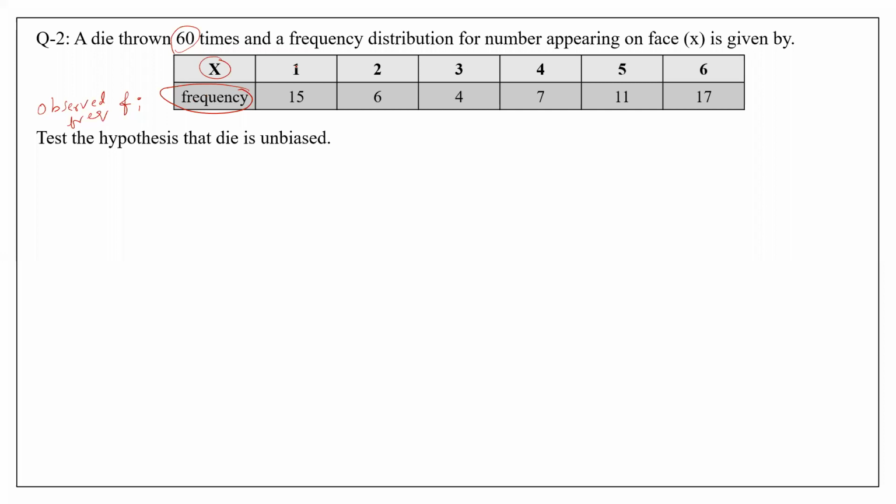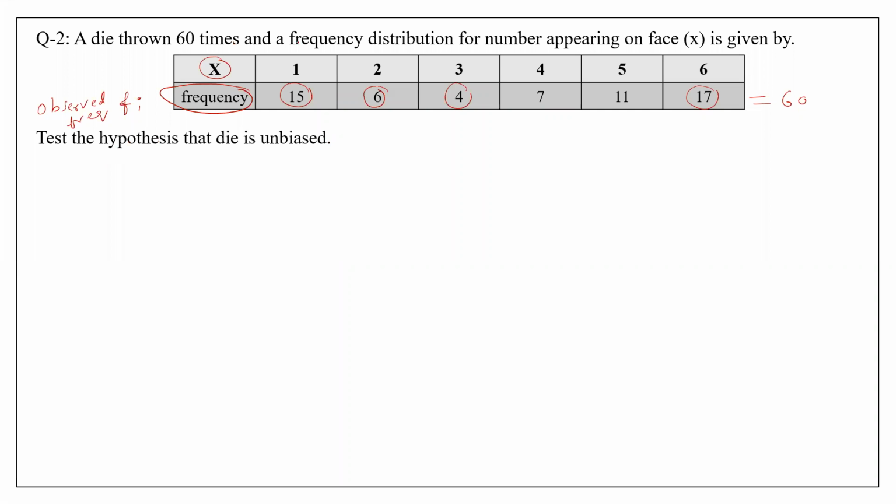So you can see that in 60 throws of the die, 1 appears 15 times, 2 appears 6 times, 3 appears 4 times, and so on. 6 appears 17 times. When you add all these frequencies, this should be equal to 60 because you are throwing the die 60 times. All right, that is clear. So now we have to test the hypothesis that the die is unbiased.